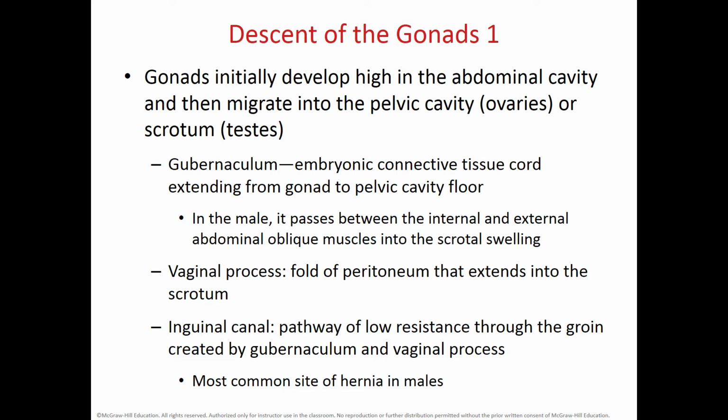So the gonads, since they develop in the abdominal cavity, will migrate into the pelvic cavity for the ovaries, and into the scrotum outside of the body for the testes. In order for this migration to happen, there is a specialized connective tissue called the gubernaculum that binds inferiorly the testes in males and the ovaries in females.